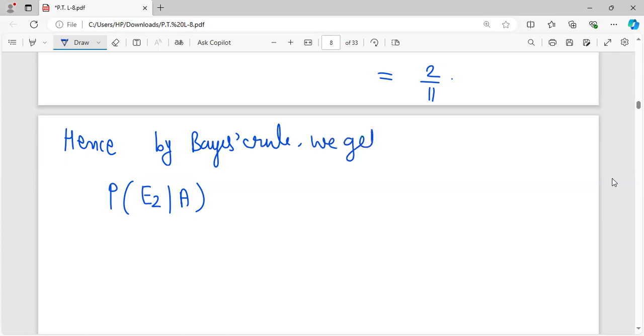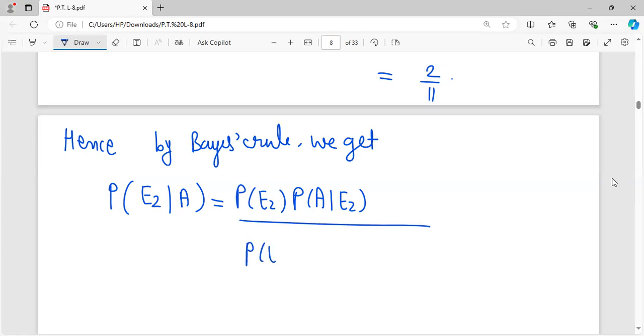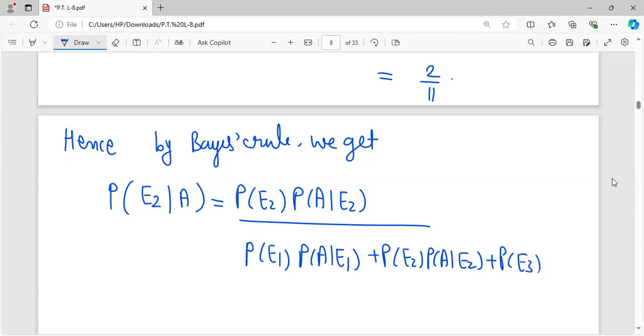we get what? P(E2) P(A relative to E2) upon P(E1) P(A relative to E1) plus P(E2) P(A relative to E2) plus P(E3) P(A relative to E3).